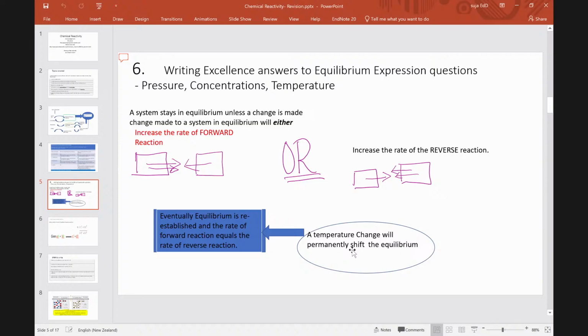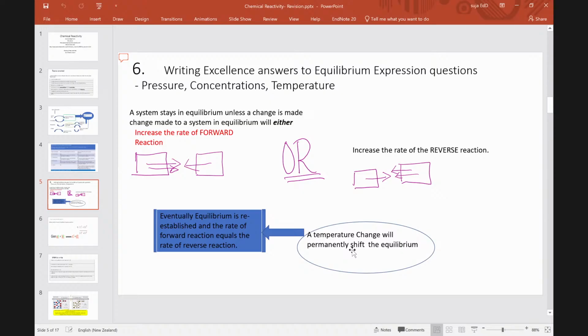How can you change it? Similar to the factors we talked about, the factors that can change your equilibrium are pressure, concentration, and temperature. Normally when we talk about any reaction in a system, we refer to the temperature at 25 degrees Celsius and the atmospheric pressure of 1 atmosphere. That is the standard taken.